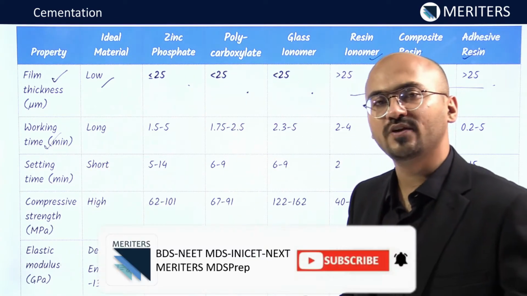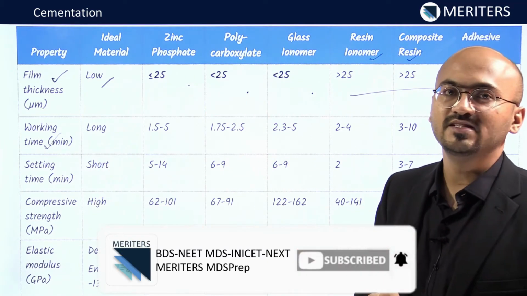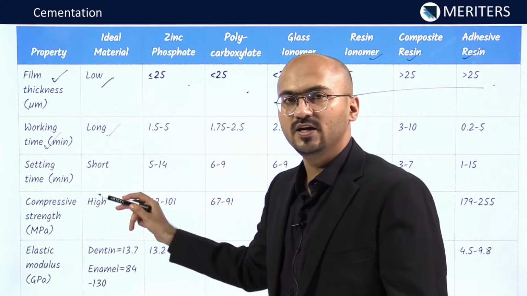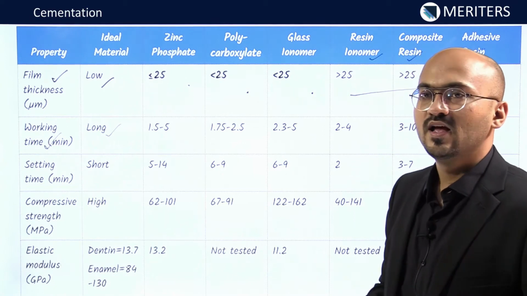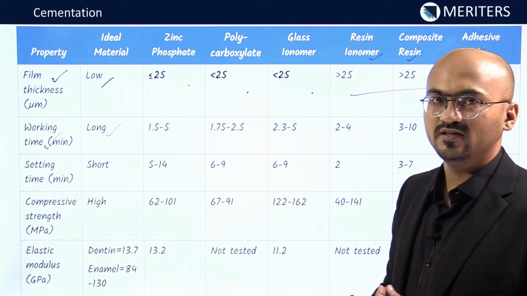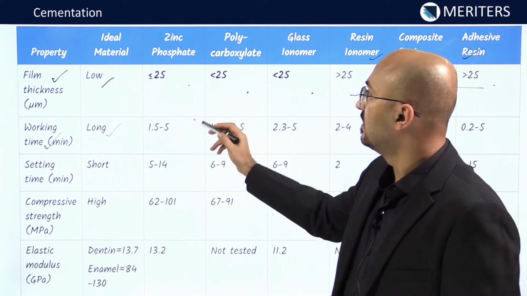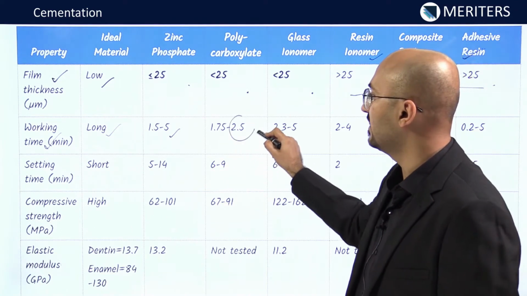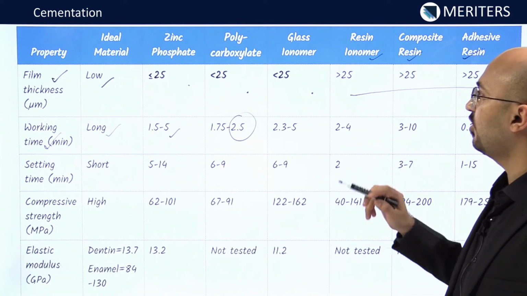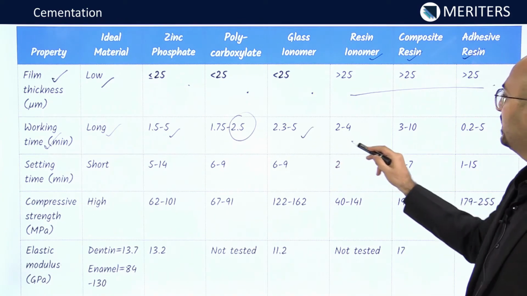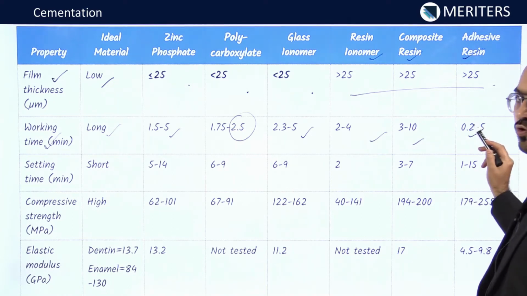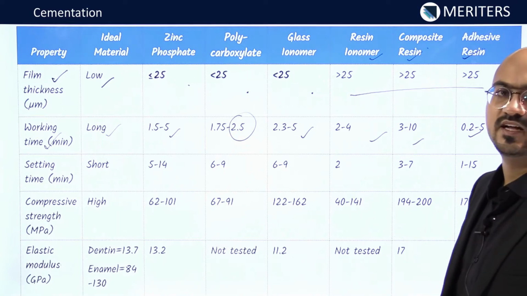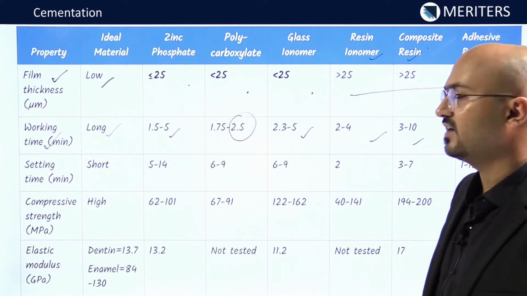Now coming to working time. Working time is the amount of time that the operator gets from the time he starts mixing to the initial set. So working time should be considerably long because we want enough time to mix and the cement should not just set while the operator is trying to handle it. So zinc phosphate has a good working time. Zinc polycarboxylate has a very low working time. That is the disadvantage of polycarboxylate cement. Glass ionomer and the other resin cements have relatively good working time. Especially with composite and adhesive resin, most of these cements can be dual cure. So you can control the working time in a better way.